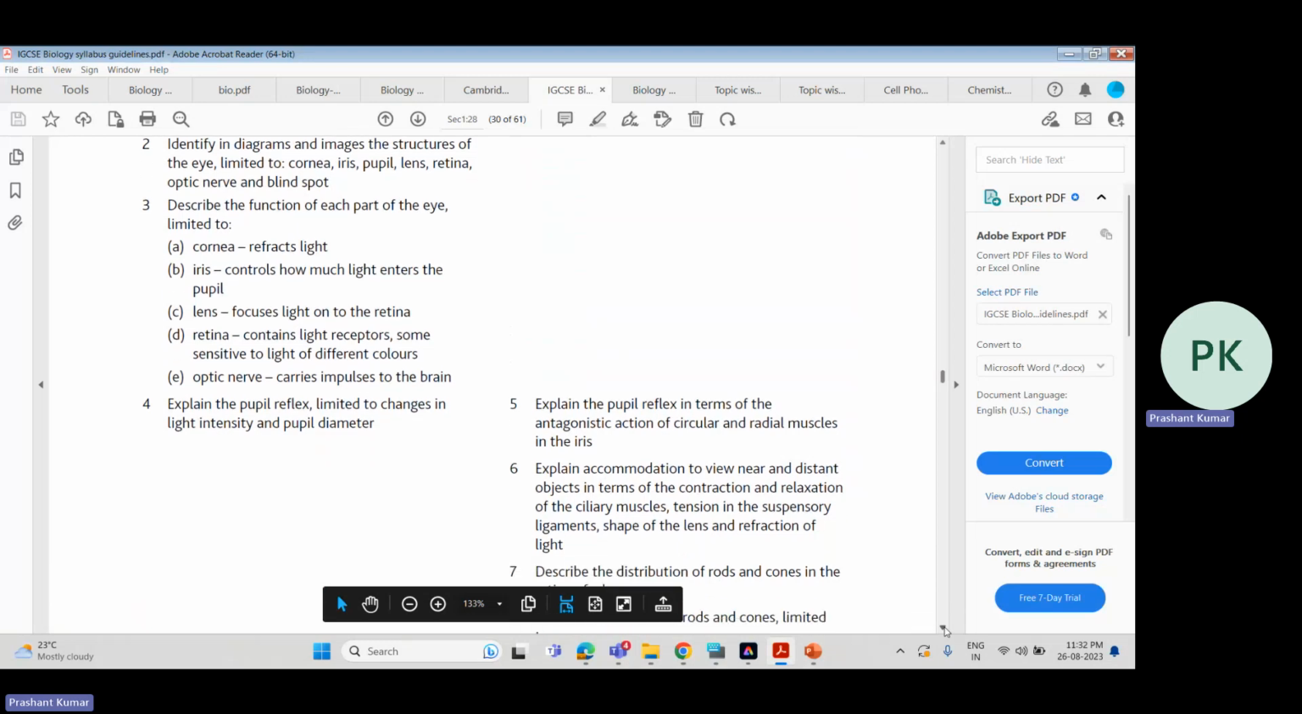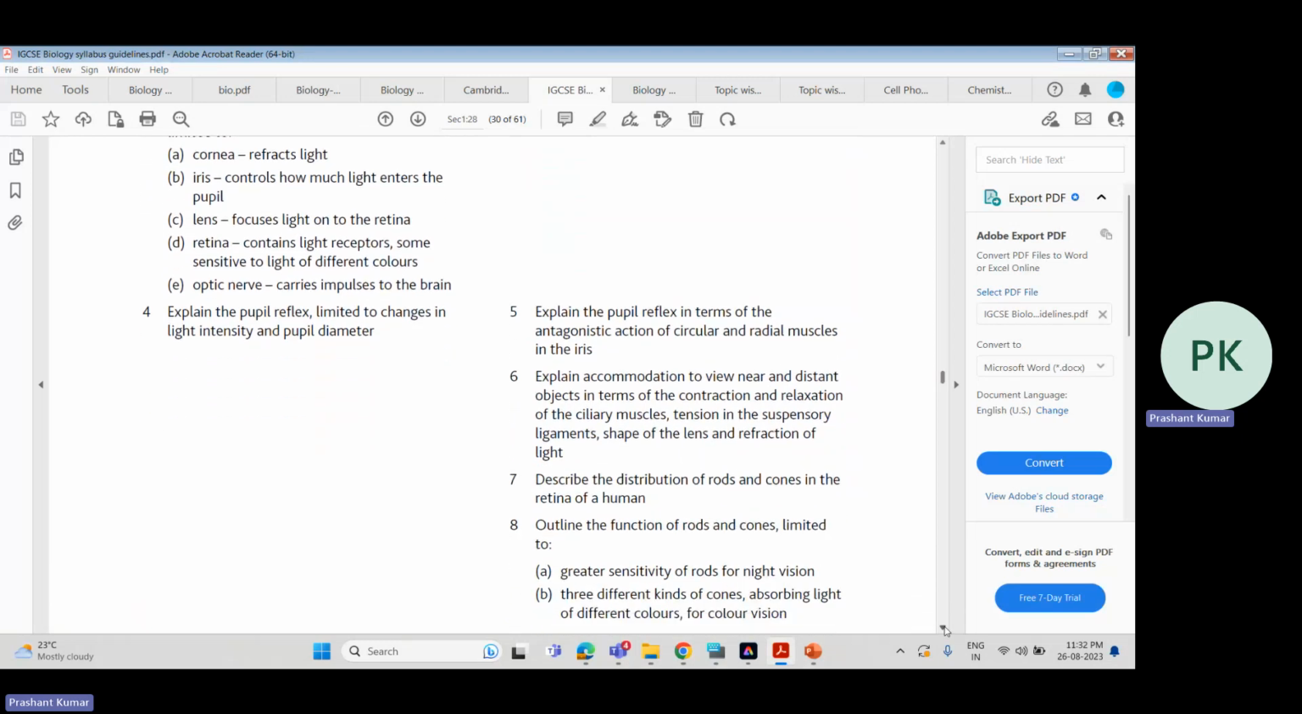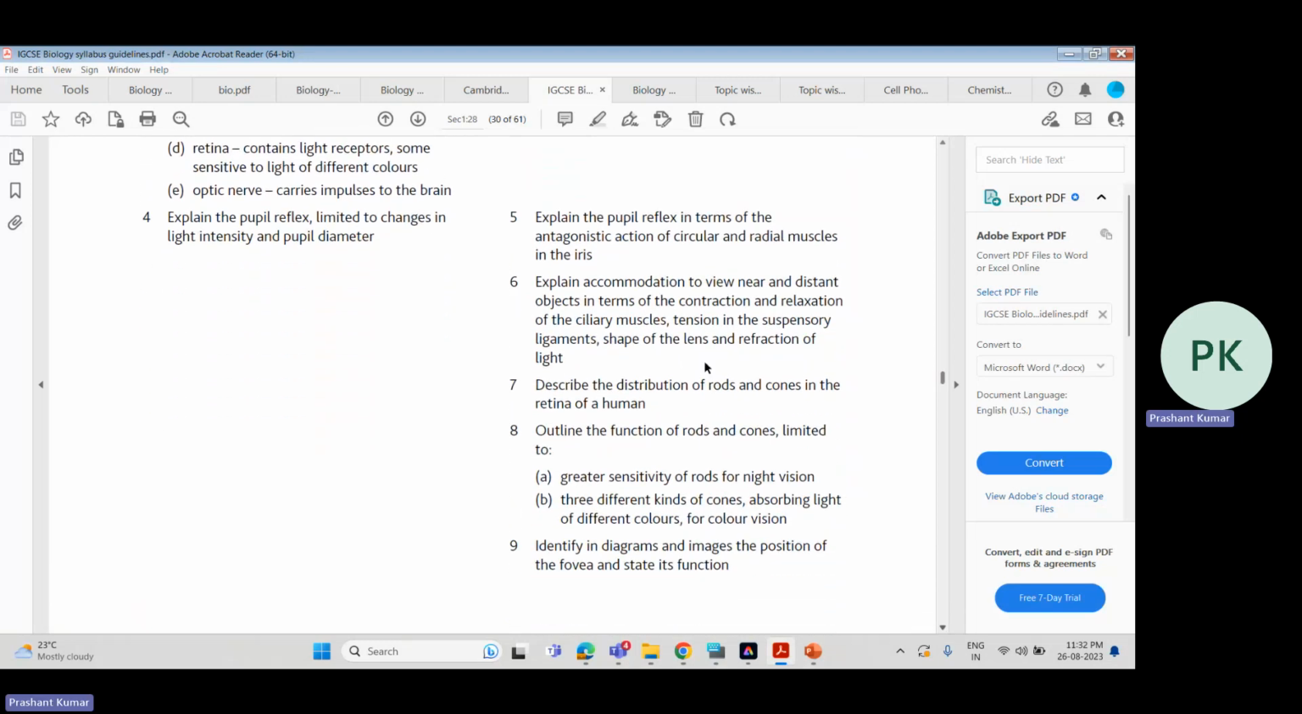Explain the pupil reflex limited to change in light intensity and the pupil diameter. Explain the pupil reflex in terms of antagonistic action. When we say antagonistic action, that means a pair of muscles work in an opposite way, like circular and radial muscles. They are antagonistic muscles. One is going to relax, and when one relaxes, at that time the other will contract. We'll see this in an example.